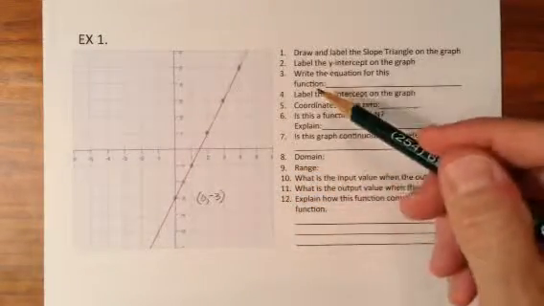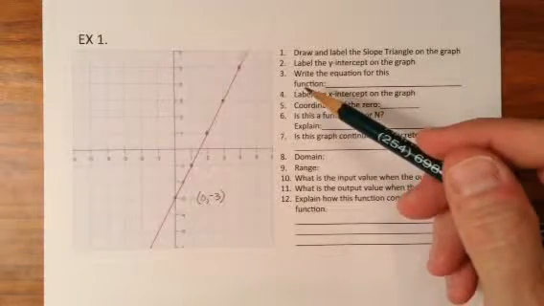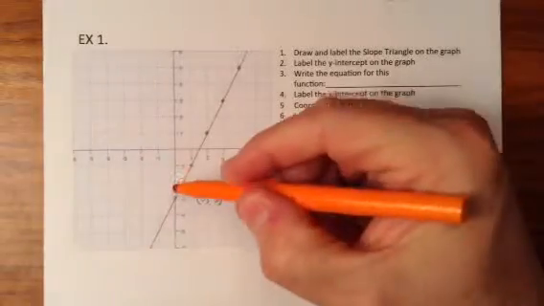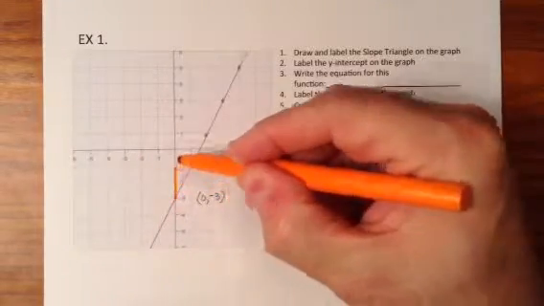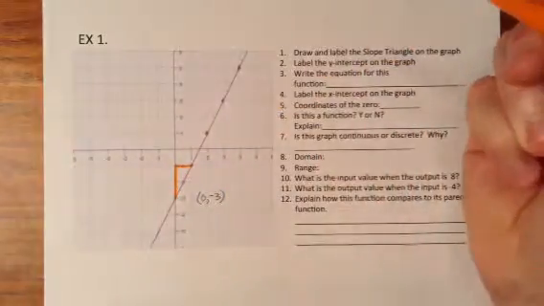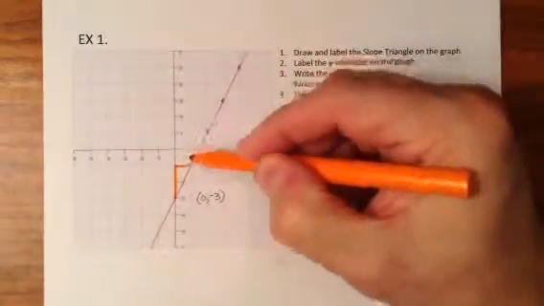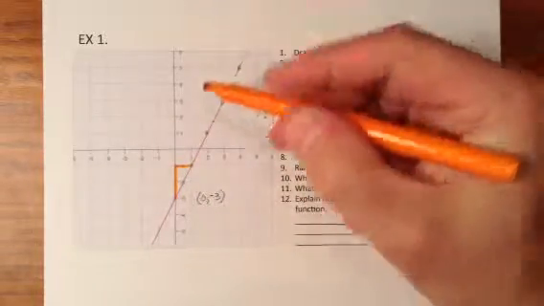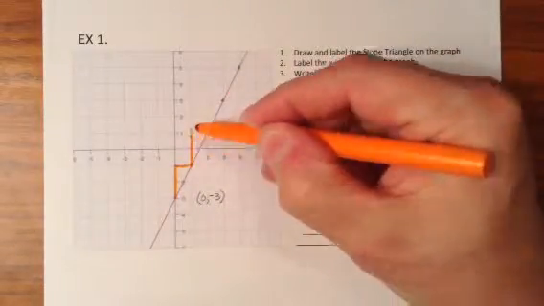Identify at least 2 points on the line. Well, I've done more than 2. And we're going to draw our rise and run triangle next. Again, pick any 2 points, and we'll draw our rise and run triangle. There is one right there. You can do this multiple times. Between any 2 points on the line, the ratio will remain consistent.